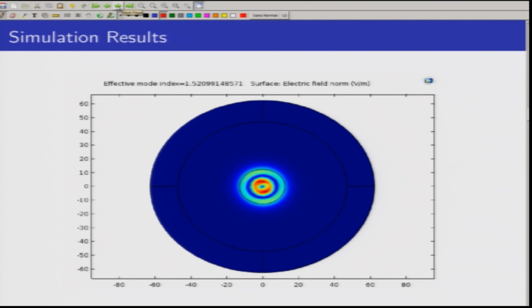As you can see, we are plotting the norm of the electric field here and this is how one of the modes looks like. This is probably the LP03 mode and we can also see the effective index value on top of it. Is this the only solution that we get? No, because we have discussed that this is a multi-mode fiber and there are many modes that are supported.